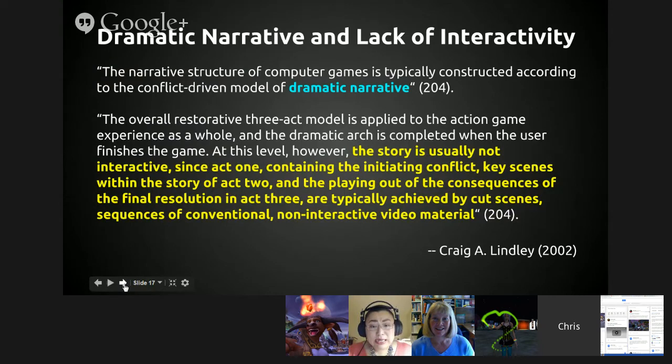So Lindley says that this model, this dramatic narrative, is applied to most computer games, right? So they have the beginning, middle, and end. And he said in the yellow bold part, the story is usually not interactive, since Act 1, containing the initiating conflict, key scenes within the story of Act 2, and the playing out of the consequences of the final resolution, Act 3, are typically achieved by cutscenes, sequences of conventional, non-interactive video material. Now, I want Kay to rant about cutscenes for a second.